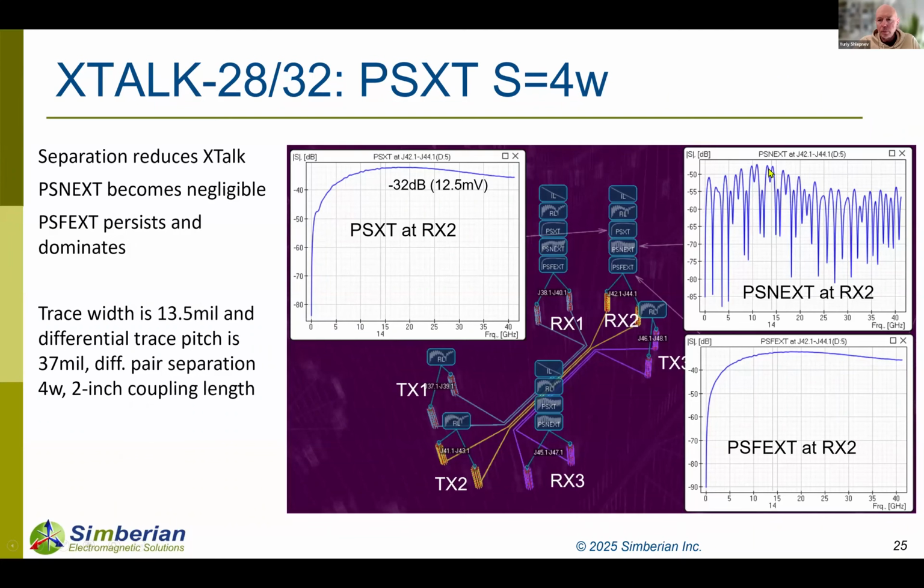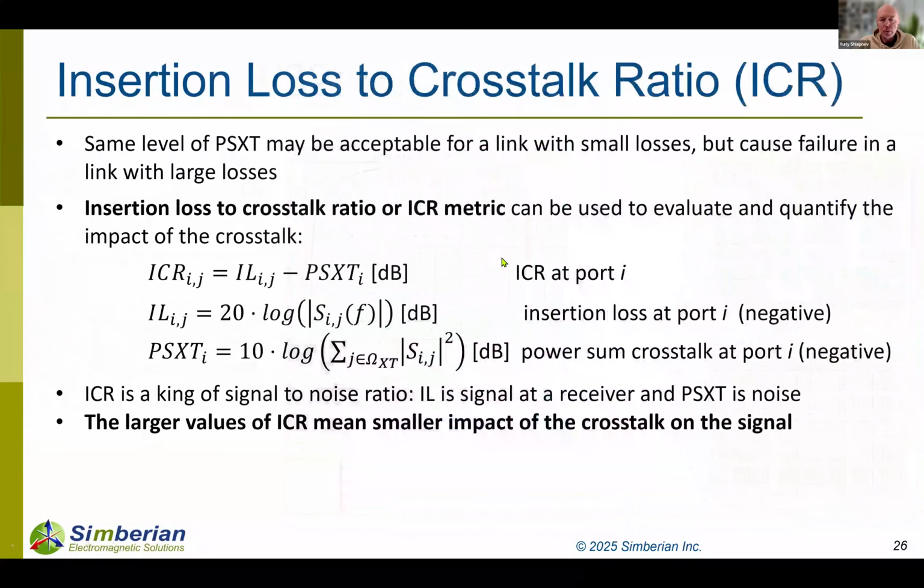So we can see that the crosstalk goes down and power sum crosstalk goes down as well. Insertion loss to crosstalk ratio is another metric that is useful. The reason for this is that if your link has smaller losses, it can tolerate more crosstalk. And this is simply the difference between insertion loss and power sum crosstalk, as simple as this, but it can be interpreted as a signal to noise ratio.